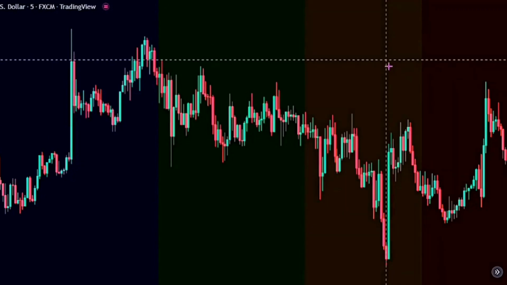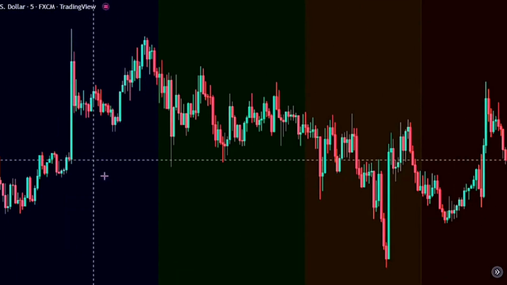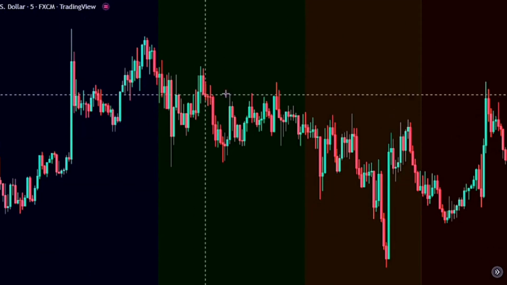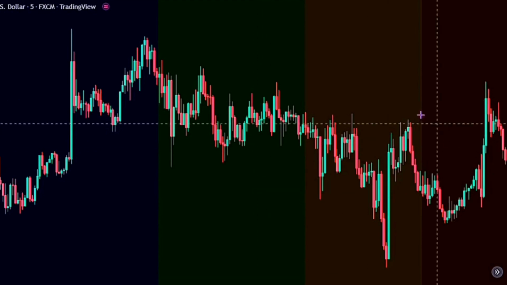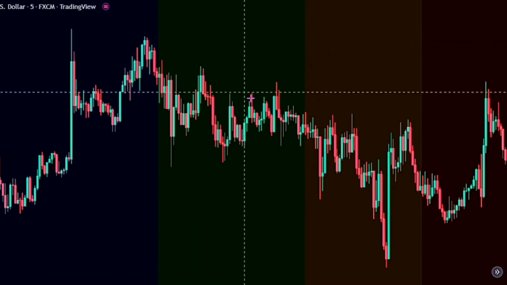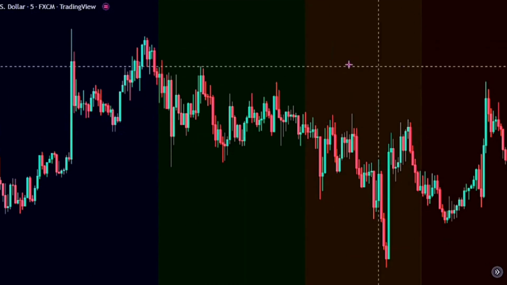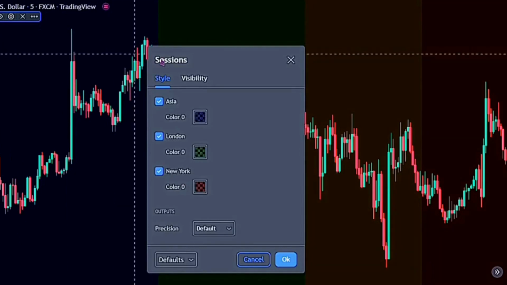This indicator shows the different time zones in the market. The blue mark on the chart indicates the Asian time session, the green is the London time session, and the red is the New York time session. Now let's adjust the settings for this indicator, as we will be using just the London and New York time session for this strategy. Now go ahead and bring up the settings panel.